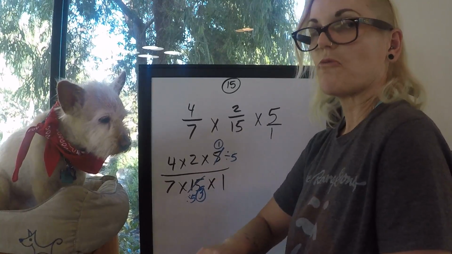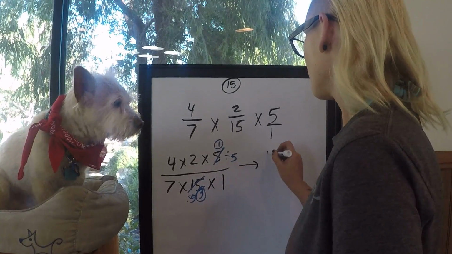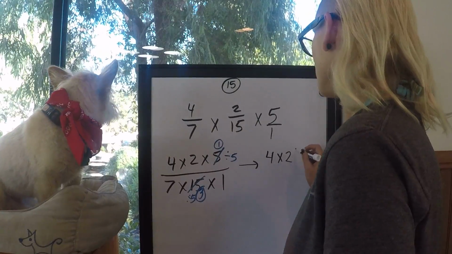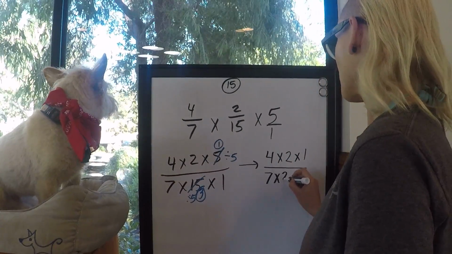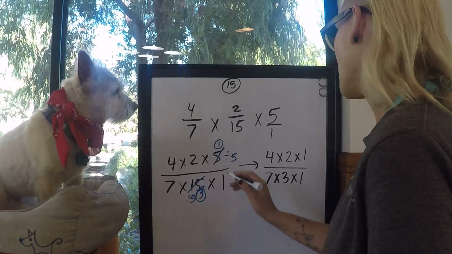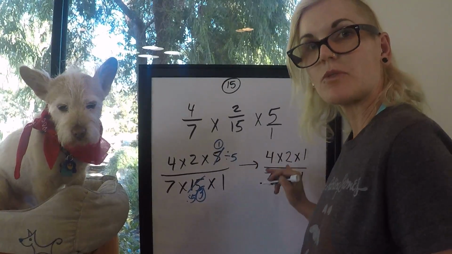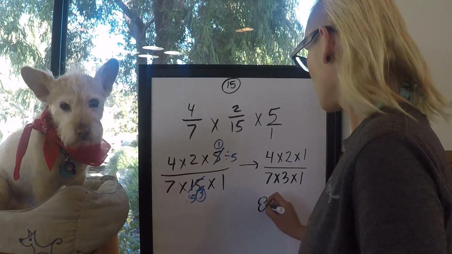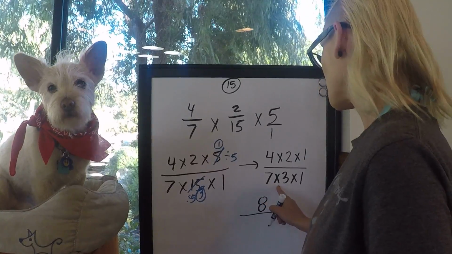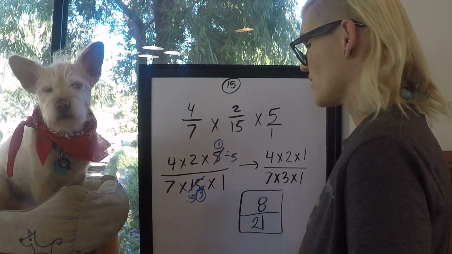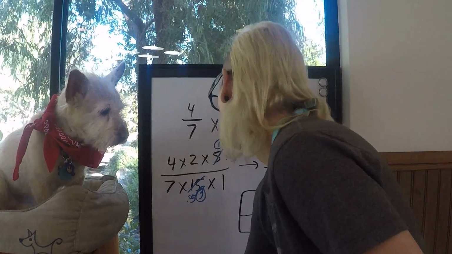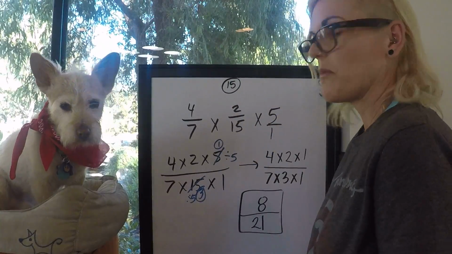So now, rewriting my numbers, I've got 4 times 2 times 1. And on the bottom, I've got 7 times 3 times 1. So multiplying across, 4 times 2 times 1 is 8. Multiplying the bottom, 7 times 3 times 1 is 21. Okay, and again, it's in simplest form. 8 and 21 cannot be divided by anything further.